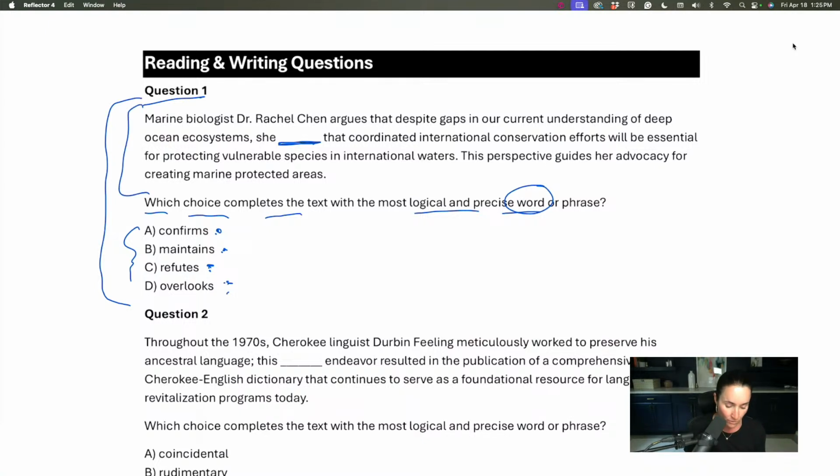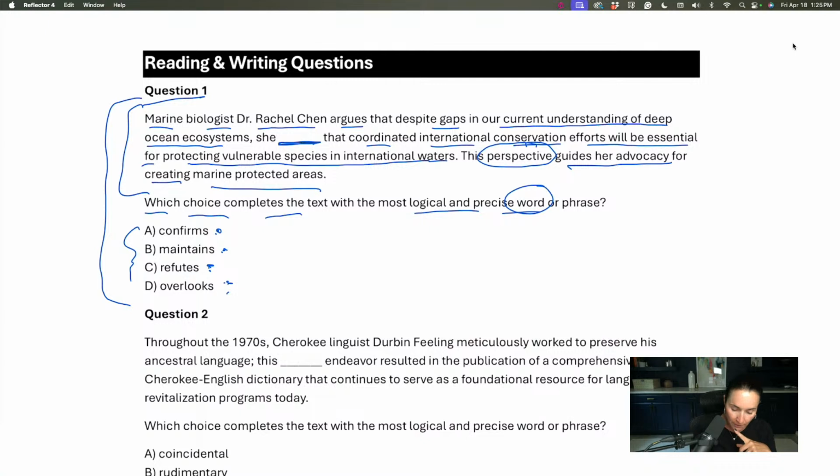So let's go ahead and read this here. I don't see any semicolons or colons. Marine biologist Dr. Rachel Chen argues that despite gaps in our current understanding of deep ocean ecosystems, she blank that coordinated international conservation efforts will be essential for protecting vulnerable species in international waters. This perspective guides her advocacy for creating marine protected areas. Okay, so she is saying, or she believes, that coordinated international conservation efforts are essential to protecting vulnerable species, even though, despite gaps in our current understanding.